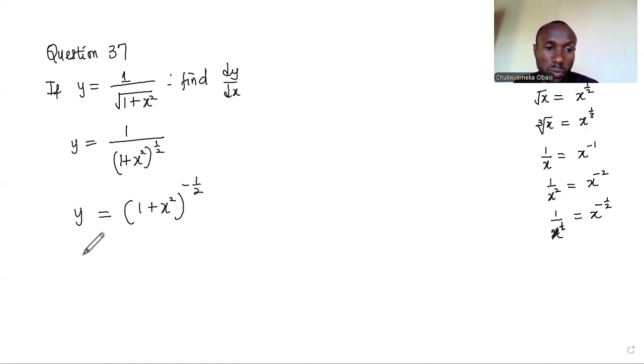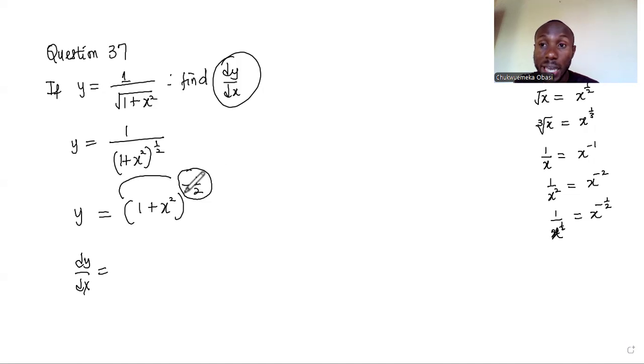So y is a function of x. If I really want to differentiate y with respect to x, and that is exactly what they want me to find, that is simply going to be the exponent, negative 1 over 2, multiplying the base. So I have negative 1 over 2 times the base, which is 1 plus x squared. Then the next thing we do is to remove 1 from this power. So minus 1 over 2, that is going to give me minus 3 over 2. This is just simple subtraction of fractions.